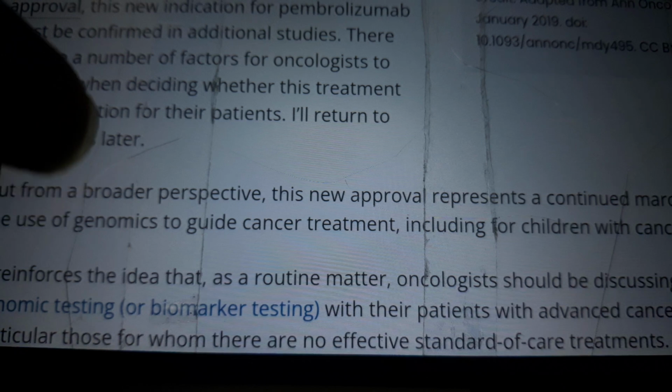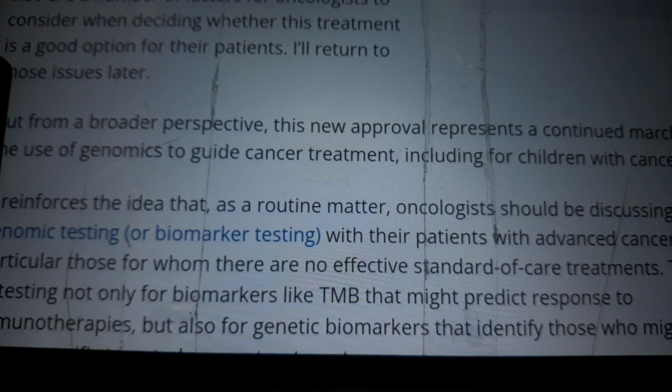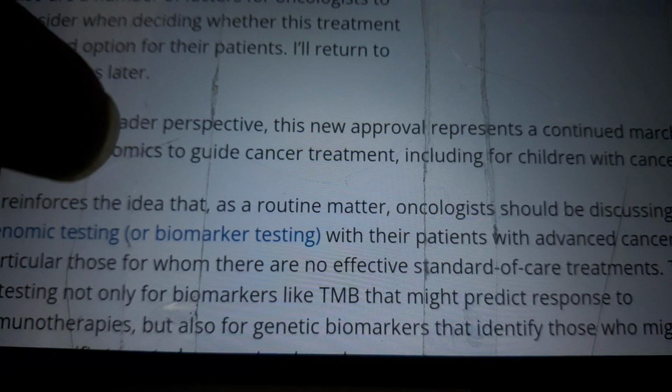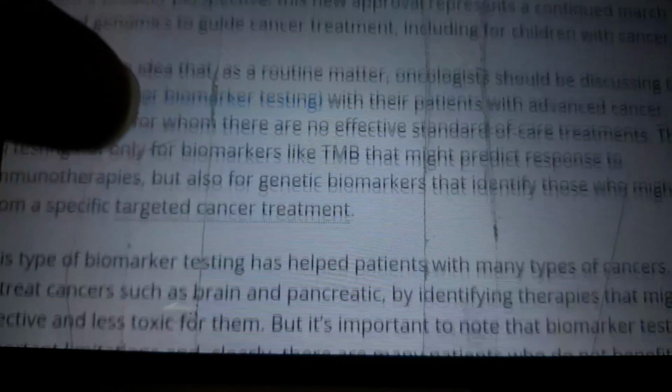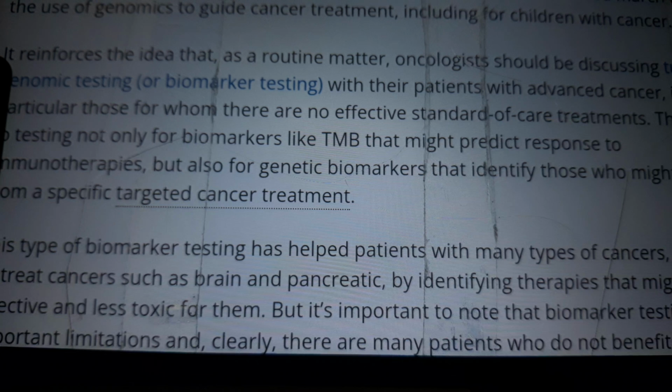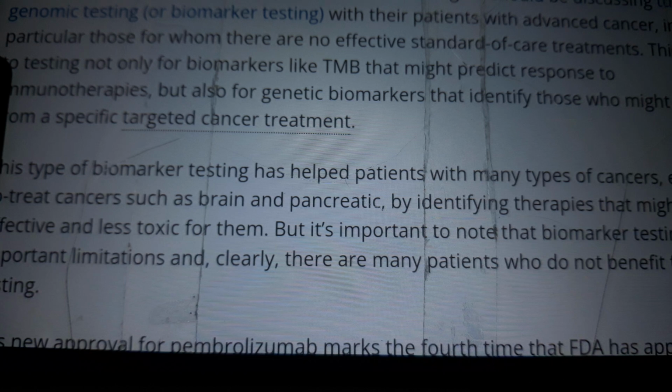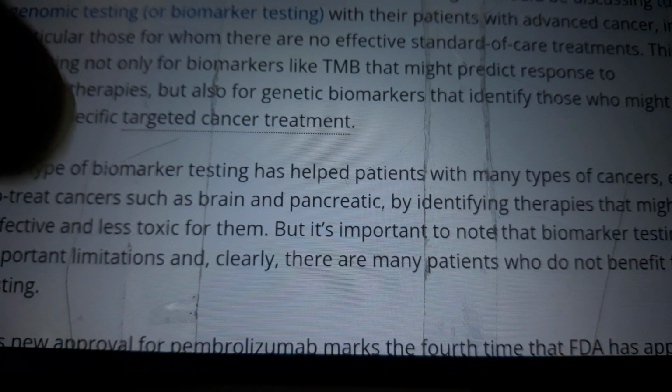There are also a number of factors for oncologists to consider when deciding whether this treatment is a good option for patients. We'll go to these issues later. But from a broader perspective, this new approval represents a continued march towards the use of genomics to guide cancer treatment, including for children with cancer. It reinforces the idea that as a routine matter, oncologists should be discussing tumor genomic testing or biomarker testing with their patients with advanced cancer, in particular those for whom there are no effective standard of care treatments.